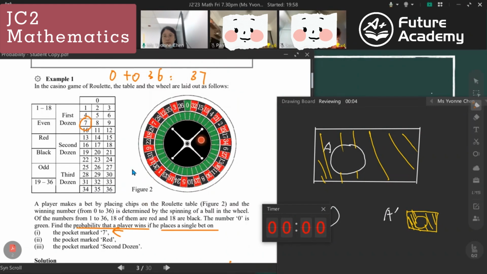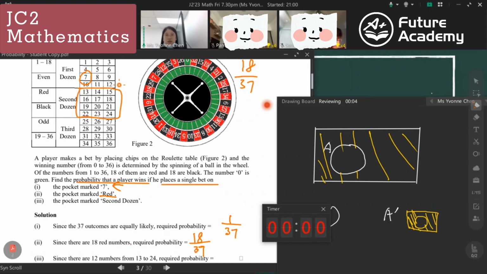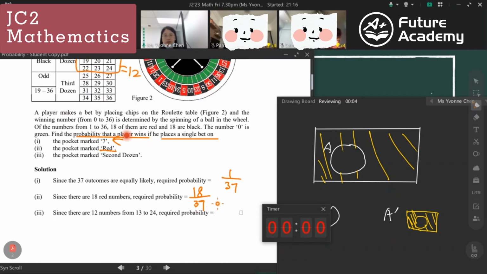And then for the next part, for the cases that the pocket is marked red, you can see from the diagram here, it's either red or blue. One of them is green. So we have 18 out of 37. Then for the second dozen, you can see it's basically inside this particular box. How many numbers are labeled with the second dozen? 1, 2, 3 times 4, which is 12. So we'll get 12 out of 37.